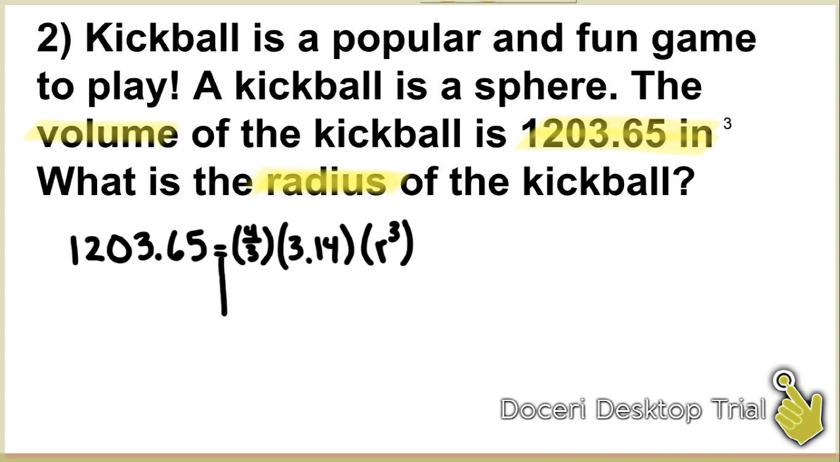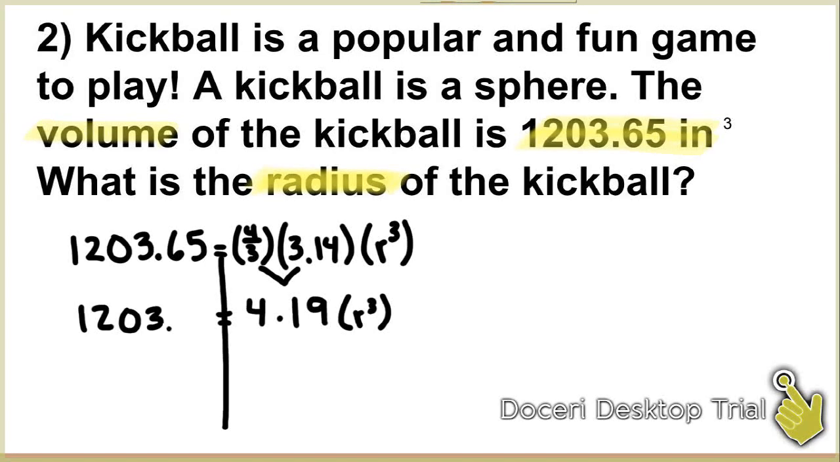So as we solve this just like a normal equation, our first step should have been to combine our like terms, or our constants, on the right side. So we should have multiplied 4/3 times 3 14/100ths, and that would have given us 4 19/100ths, and we still have r cubed over here. And on the left side, we still have 1,203 and 65/100ths.